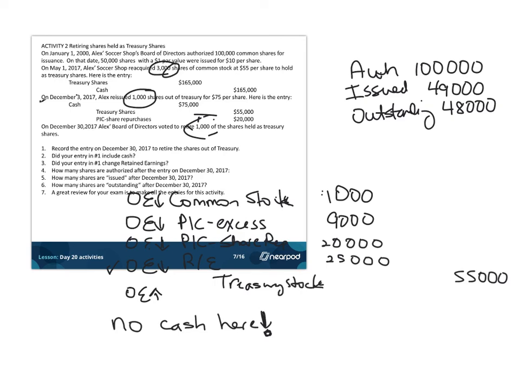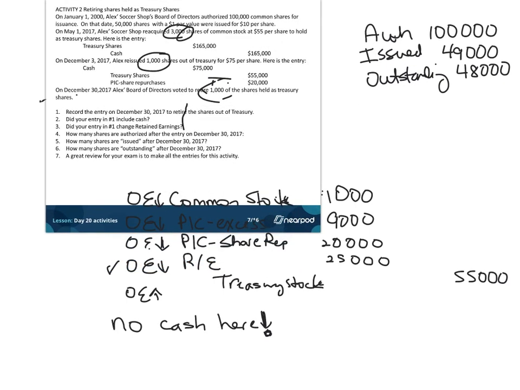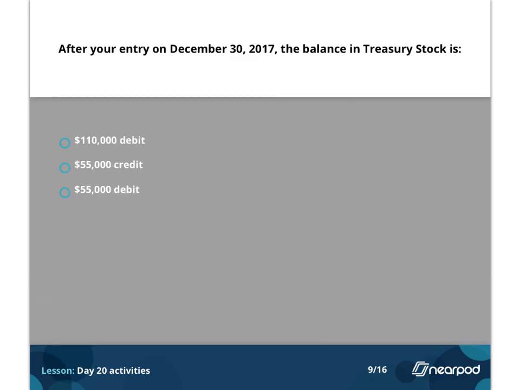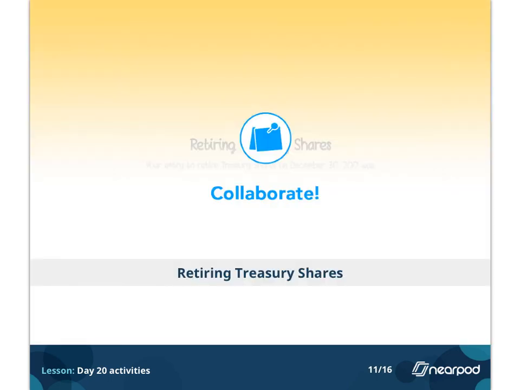All right. And then I make a comment here, even, pointing out to you what a great review for your exam it is to make all the entries for this activity, all the entries, from issuing stock, buying it back, reissuing it out of Treasury, and retiring it out of Treasury. Those would be excellent reviews. All right, what do we have left here? We have a little quiz about retiring those shares just to reinforce your numbers.